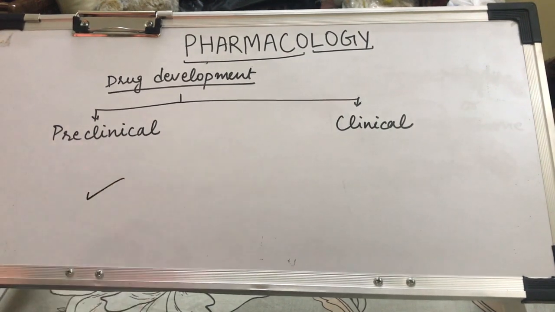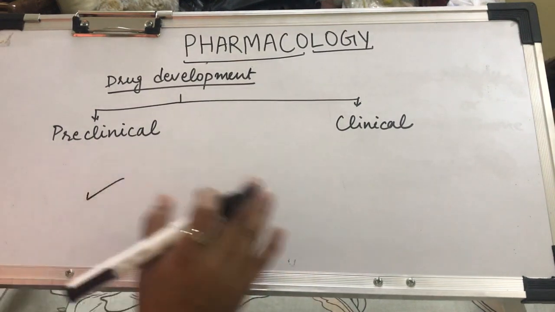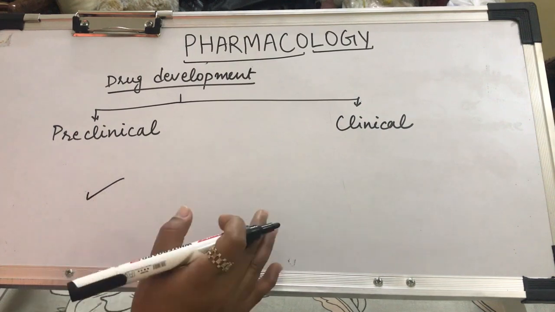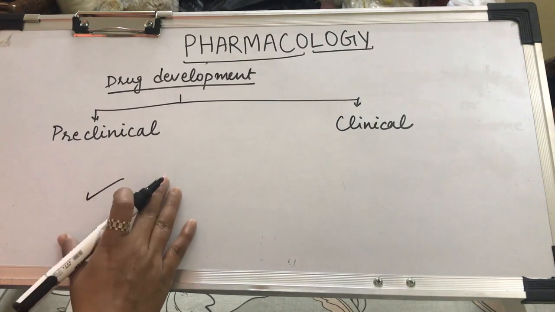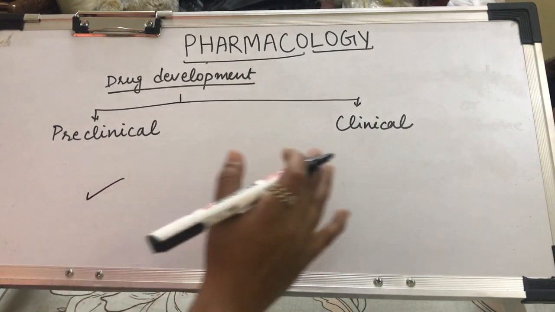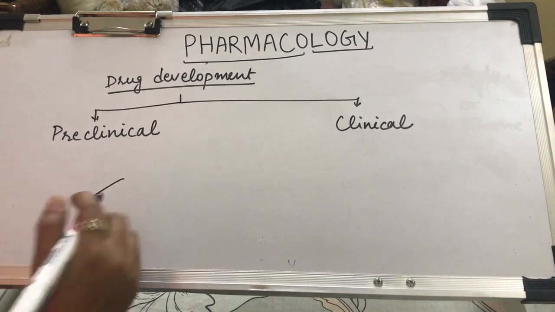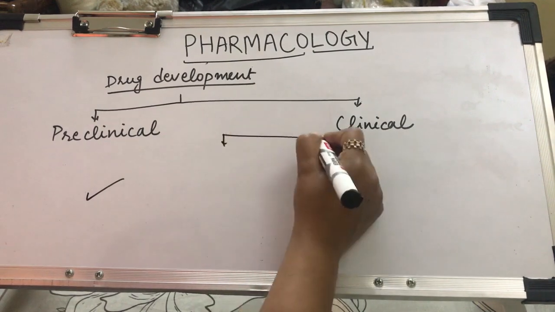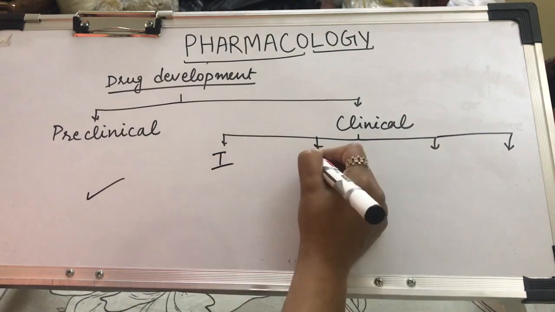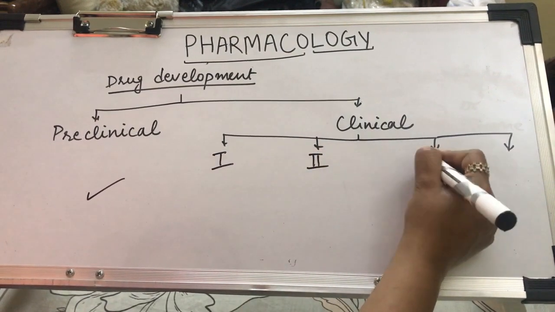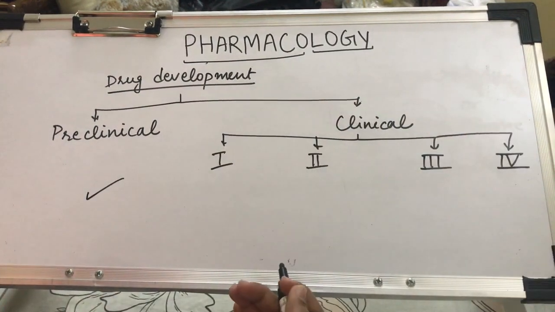If your drug passes the preclinical trials, it has crossed all the toxicity testings, the genotoxicity testings, the carcinogenicity testing, the teratogenicity testing, then your drug passes the preclinical trials and moves to the clinical trials. And in clinical trials there are further 4 phases. Now what will happen in these different phases?